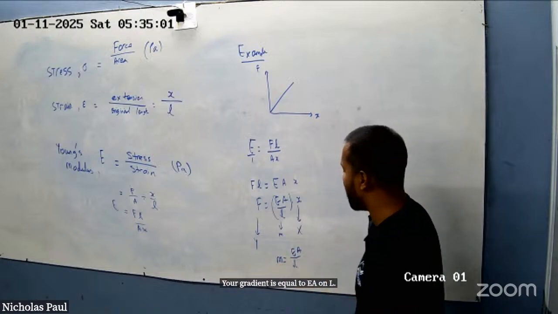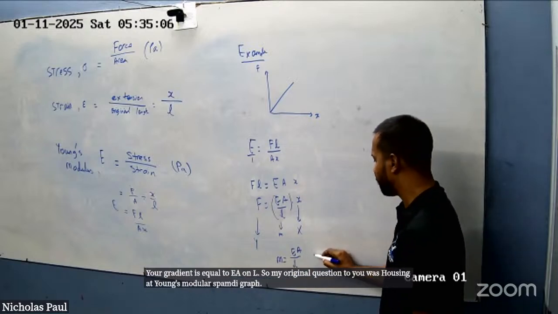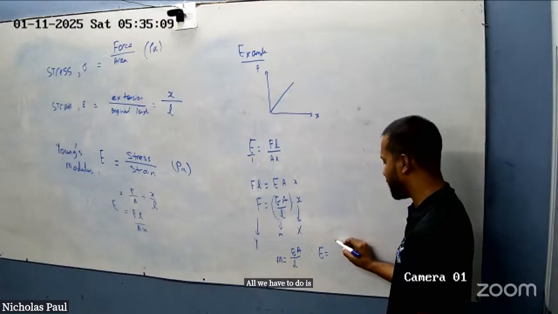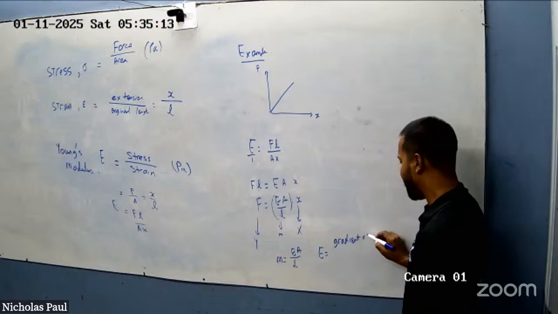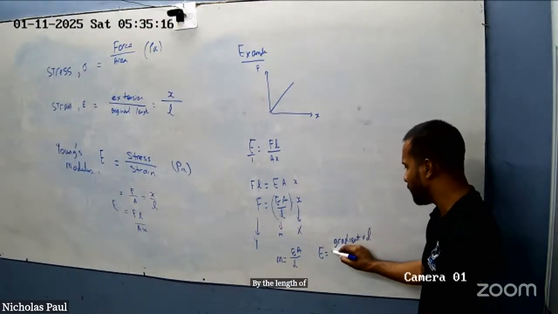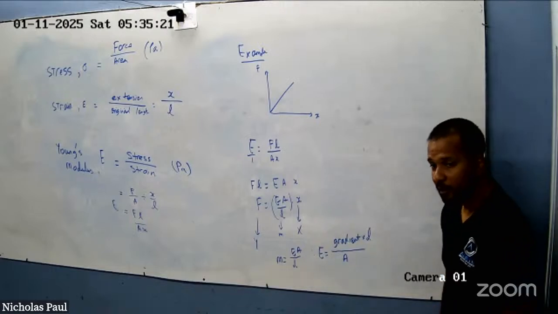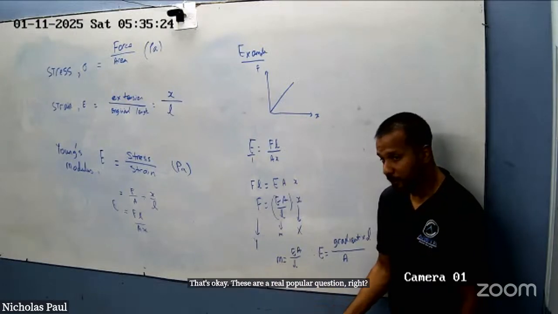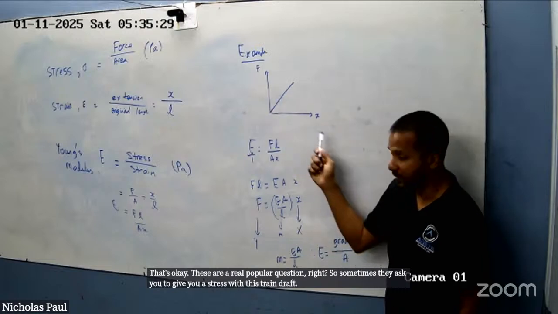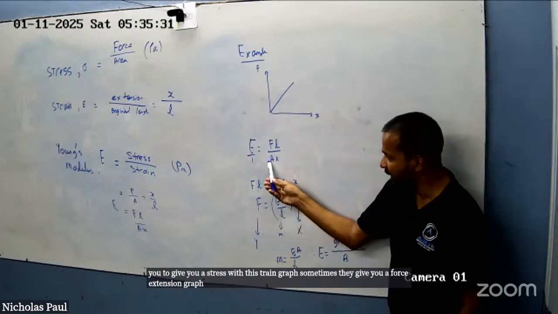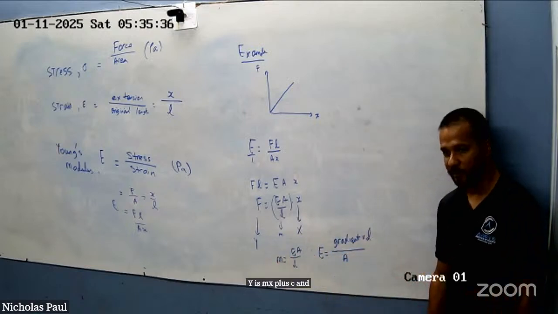So my original question to you was how to get Young's modulus from the graph. All we have to do is say Young's modulus is the gradient times the length of the wire all over the cross-sectional area. This is a real popular question. Sometimes they give you a stress versus strain graph, sometimes a force extension graph. You have to be able to put it in the form y equals mx plus c and tell them how to get Young's modulus.